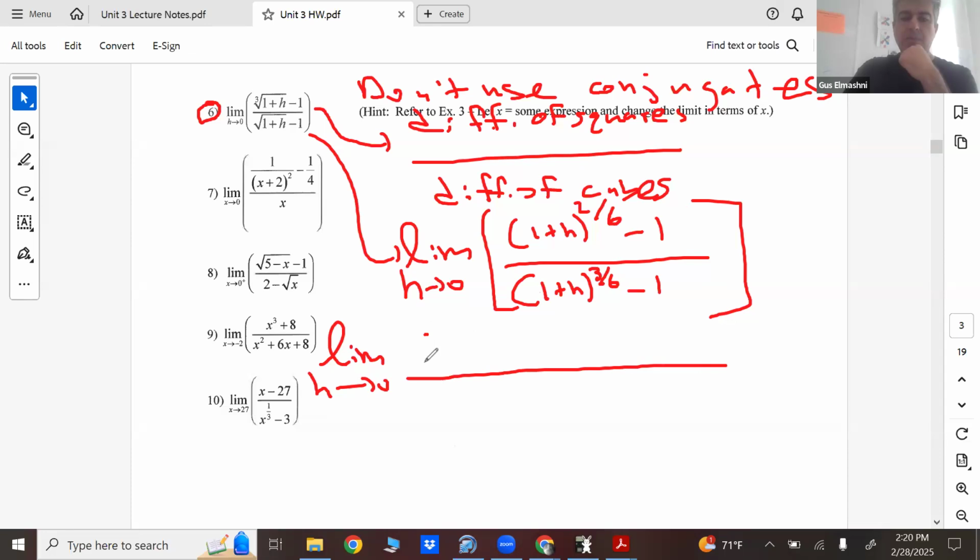I could say 1 plus h to the 1/6 minus 1. Why wouldn't that be in the denominator? Because it's 2/6 minus 3/6. Oh, and then it's negative in the denominator. Right. That goes up. Right. Yeah, I know. There we go.